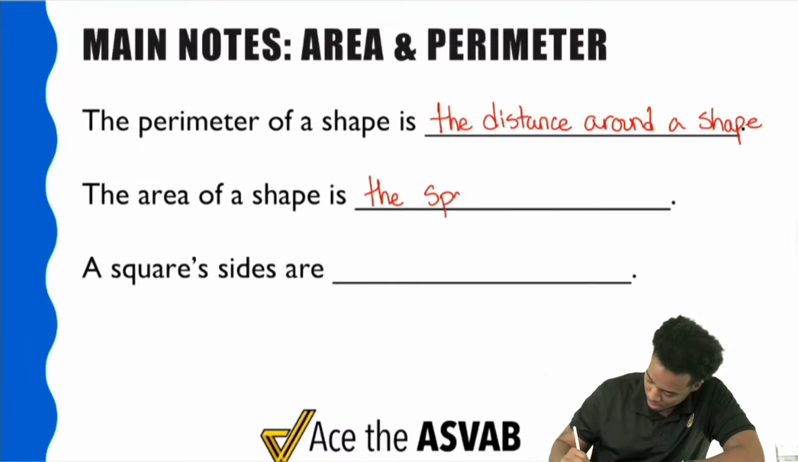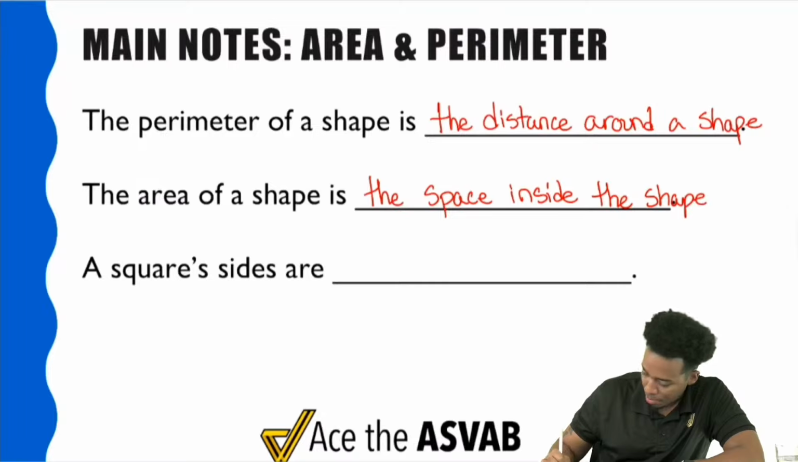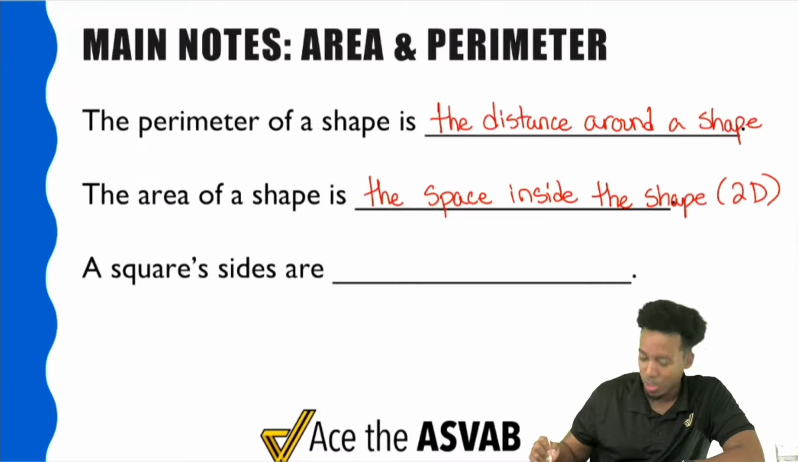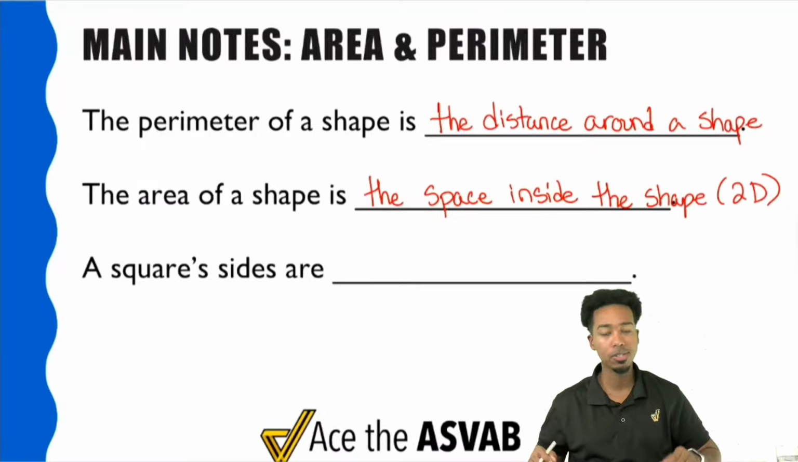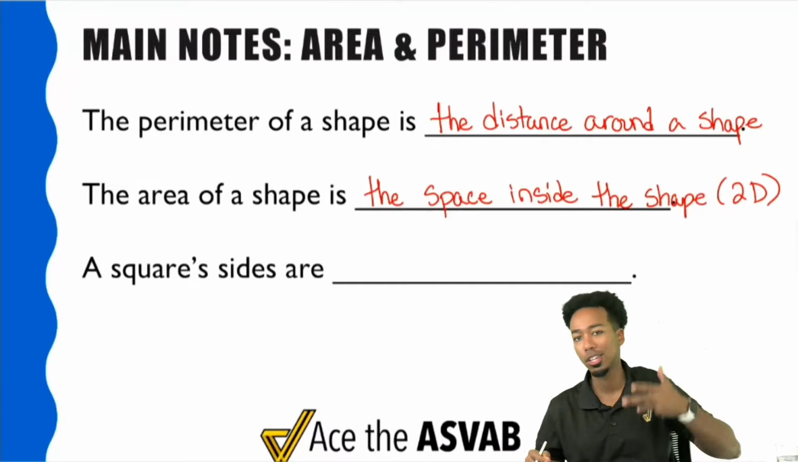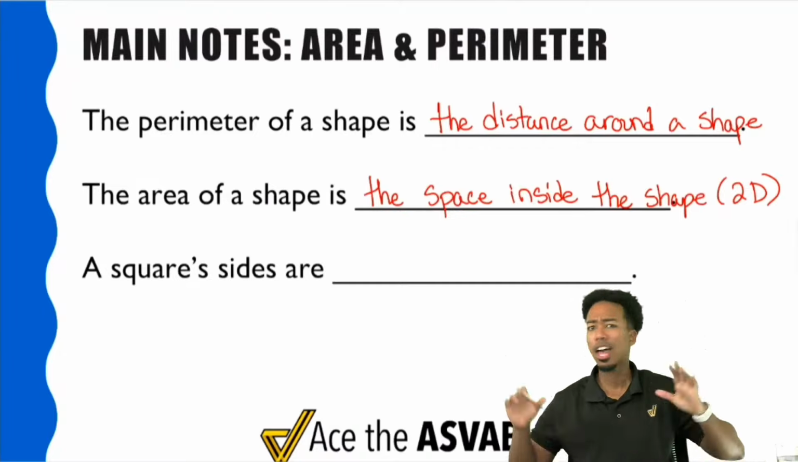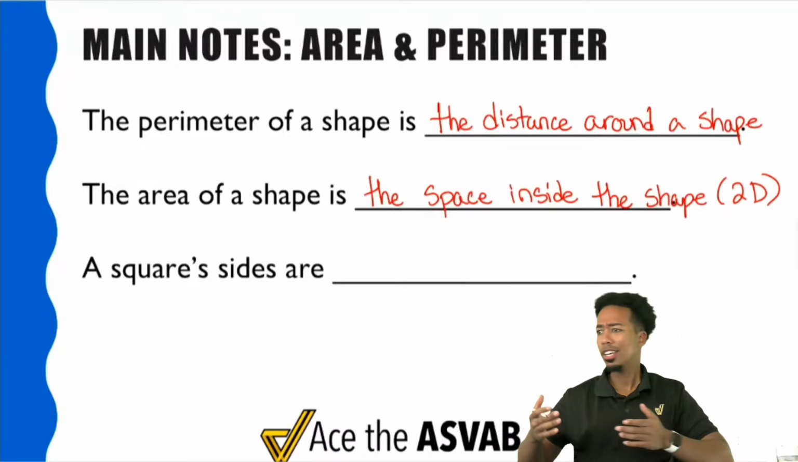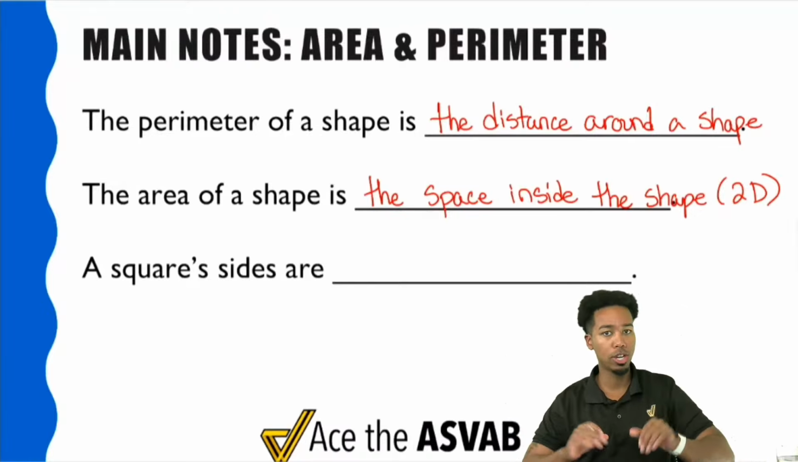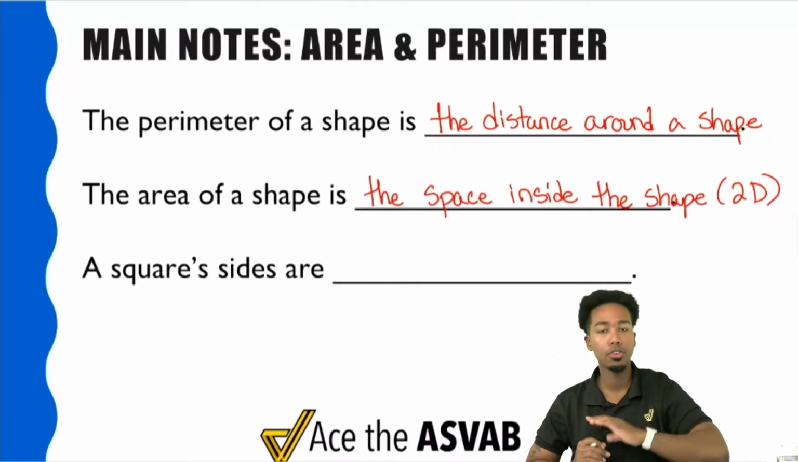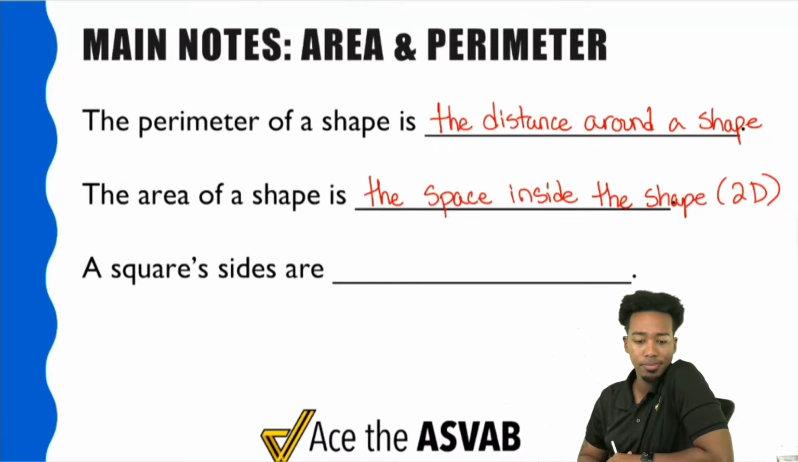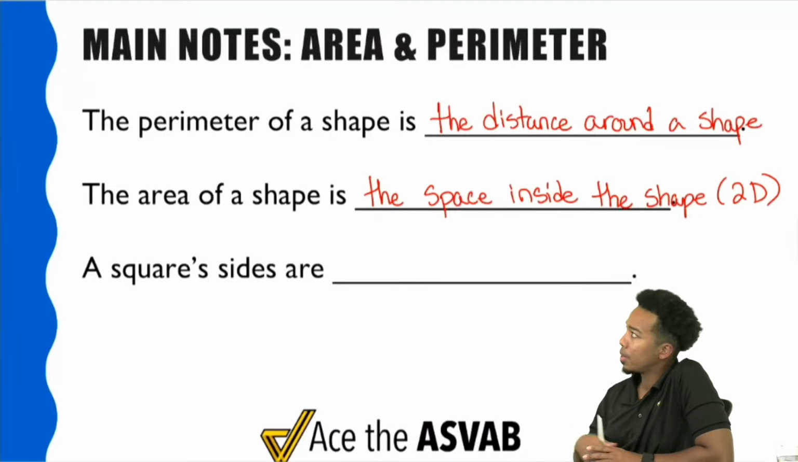The space inside the shape. And I'm going to be specific here. I'm going to call this 2D, two-dimensional, flat shapes: squares, rectangles, triangles, parallelograms, trapezoids, pentagons, not 3D shapes like boxes and pyramids. No, we're just talking about 2D shapes, the space covered on the surface of a 2D shape. And this is going to come to light in a few slides when we start talking about the formulas.